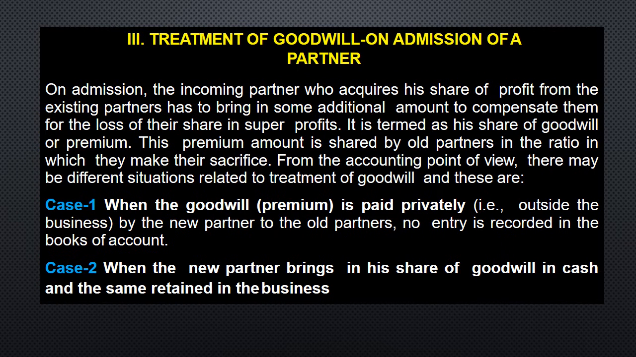Now once we know the need of treating goodwill at the time of admission of a partner, we should also know that treatment of goodwill varies from one situation to another. Those situations can be divided into 6 categories. Case 1, when the new partner pays his amount of goodwill privately. It means when the partner goes to the other partners' house and personally gives it. In such a situation, there will be no entry in the business.